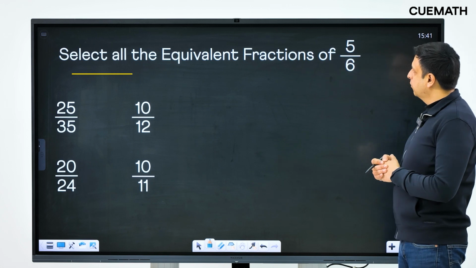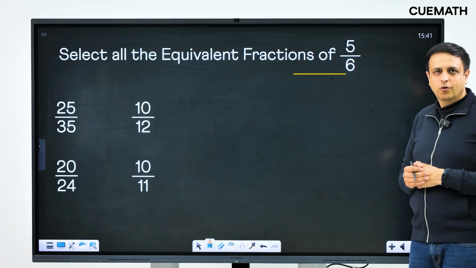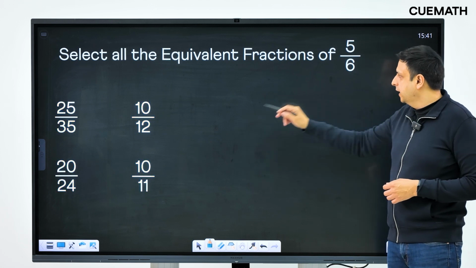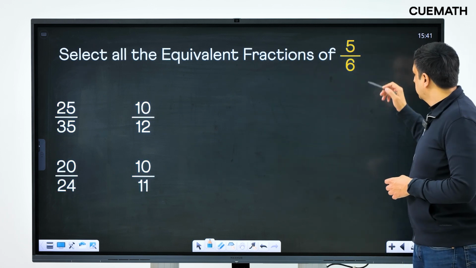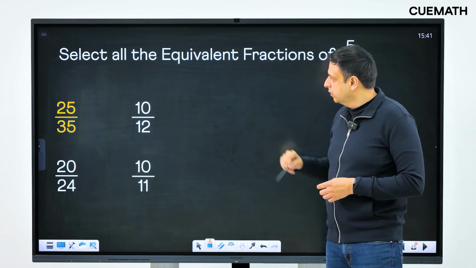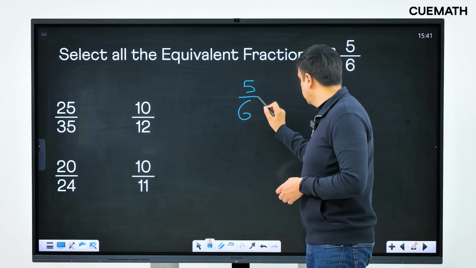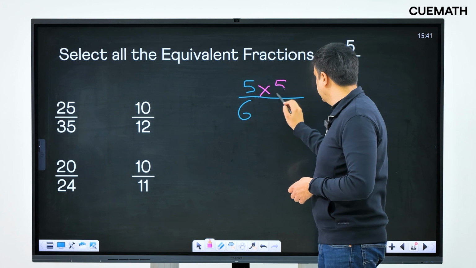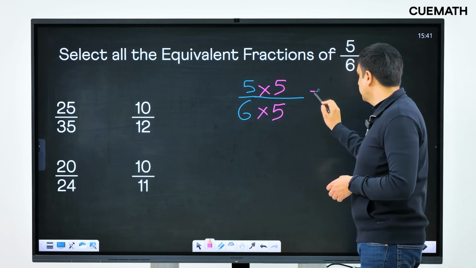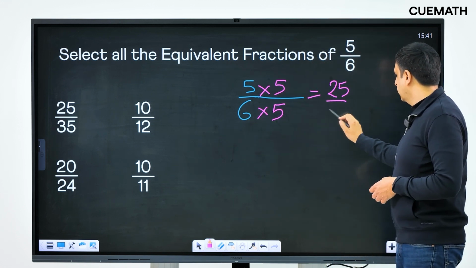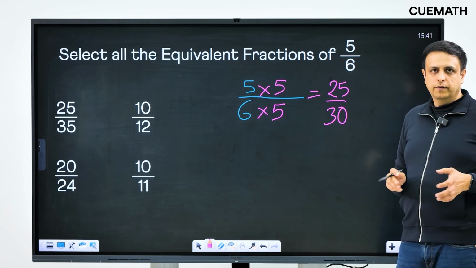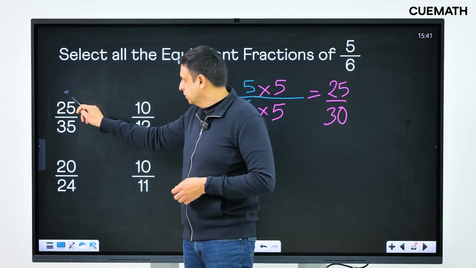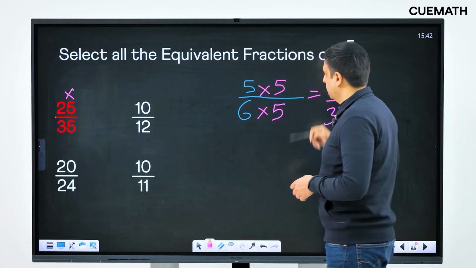Okay, select all the equivalent fractions of 5 over 6. So we need to see which of these fractions we can generate from 5 over 6. So the first one is 25 over 35. So I take 5 over 6 and then I'll multiply both the numerator and denominator by 5, let's say, and this gives me 25 over 30 as the equivalent fraction in this case. But here I have 25 over 35, so this is not really equivalent to 5 over 6.